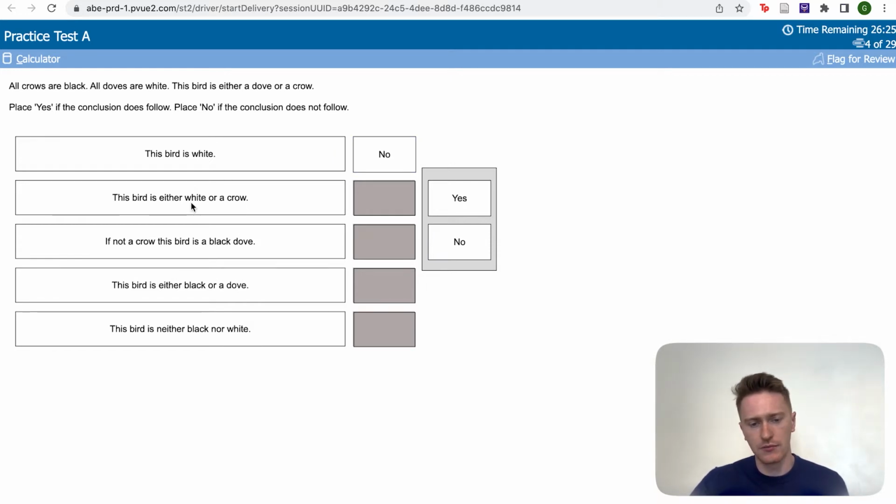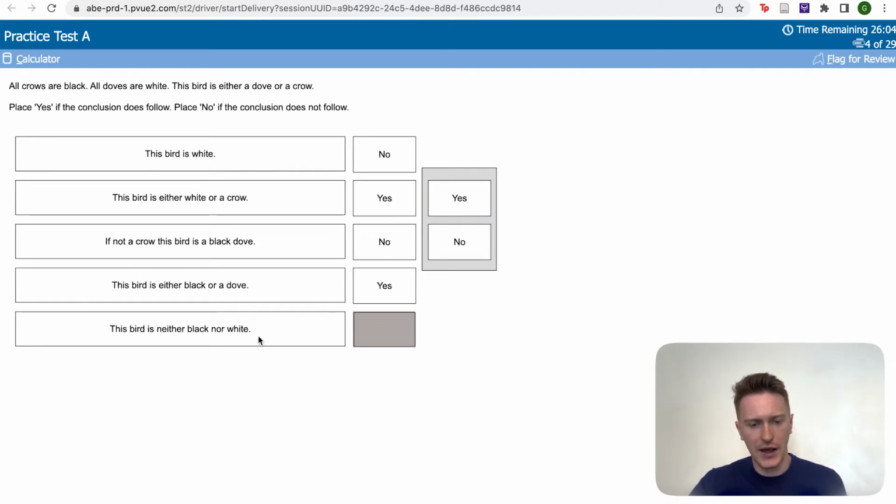Well, crows are black, doves are white. It's either one or the other. So yes, this is true. If not a crow, this bird is a black dove. Well, black doves just don't exist because all crows are black, all doves are white. So that doesn't follow. This bird is either black or a dove. Yeah, that's the opposite to this, and that does follow because it's either a dove or a crow.